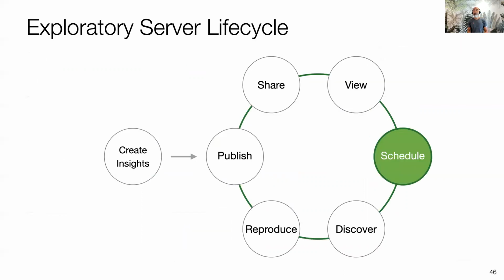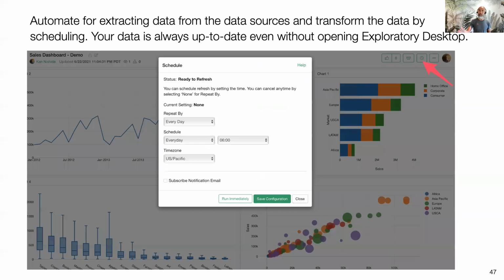Okay. Then the view is over, and now the next thing is you want to schedule, right? If you publish data, or a dashboard that also has a data source, and those data sources are something that the Exploratory server can access, say Google Analytics data, or maybe a Google Sheet, or even a database that is hosted on Amazon Web Services, then you can actually schedule it. And the cool thing about that is you can expect the dashboard to always be up to date, let's say every six o'clock in the morning. So you can click on the schedule button, set it up, and then schedule.